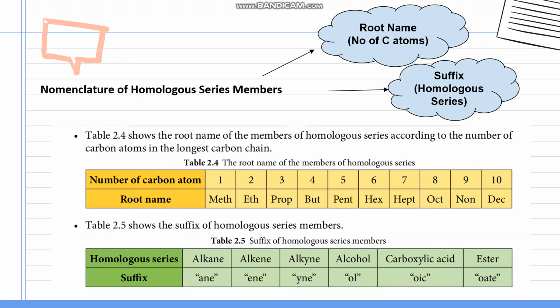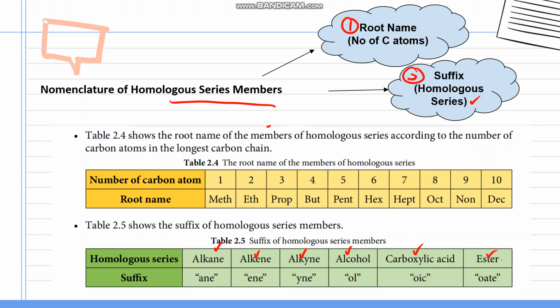Next, you will learn how to give the IUPAC name for the homologous series members. Basically, a homologous series member can be divided into 2 components, which are the root name and the suffix. The root name tells you the number of carbon atoms in a compound, and the suffix tells you what the homologous series is. If you recall, I explained in the previous video that you will learn 6 homologous series. I repeat, they are alkane, alkene, alkyne, alcohol, carboxylic acid, and the last one is ester.